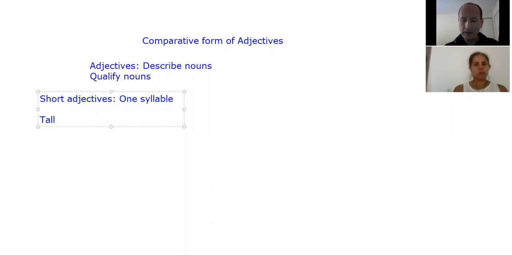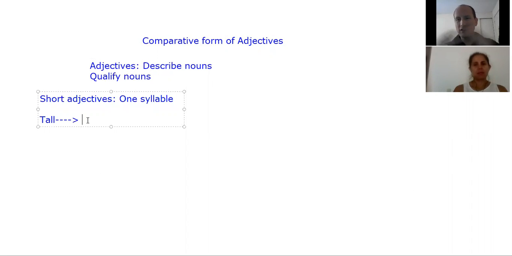What is the comparative form of tall? Let's play the example in Spanish. I want to say, Paloma es más alta que Daniel. We are comparing their height, and we are using the comparative form of tall. How would you express that in English? ¿Cómo lo expresarías en inglés? Paloma is more tall than Daniel.